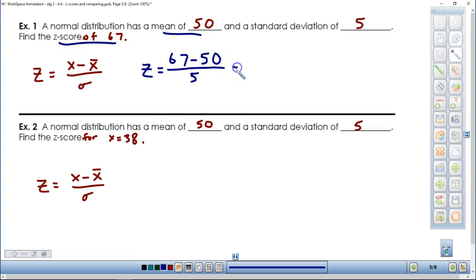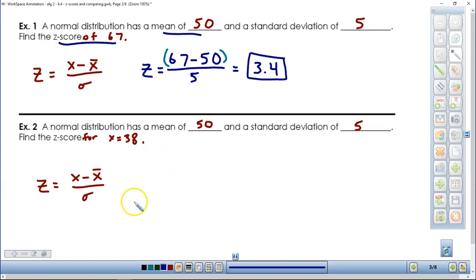Now, when you put this in your calculator, if you put it in all at one time, you need to put parentheses around the subtraction so that your calculator does the subtracting first and then dividing, or you can subtract first, then divide by 5. But when you do this, you should get an outcome of about 3.4 if I have done my math correctly. 67 is 3.4 standard deviations above 50.